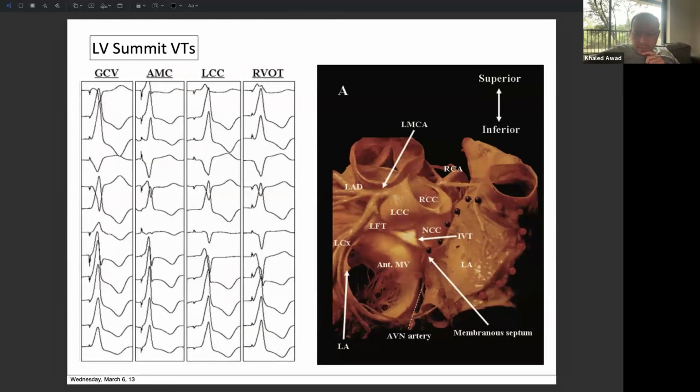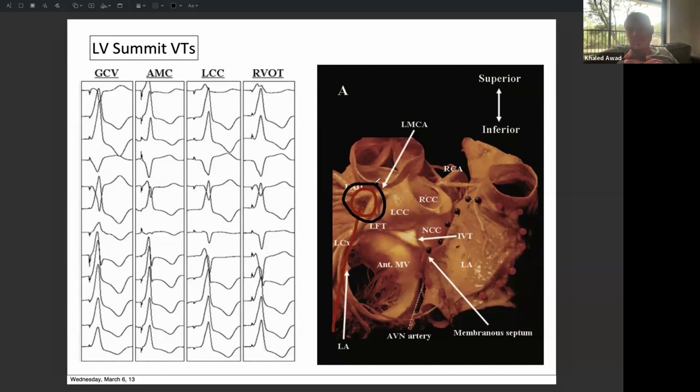Okay, we'll go back to this, but let me explain what the left ventricular summit is. If you look at the left ventricle, the highest part of the ventricle, the top of the left ventricle, is this area here. The highest muscle in the left ventricle is in this area, called the left ventricular summit.